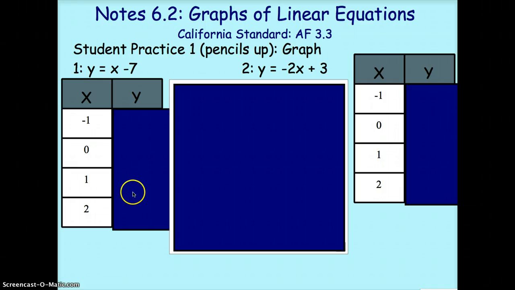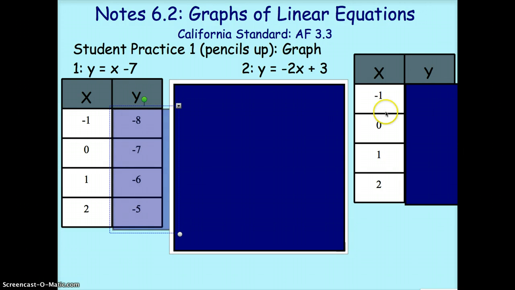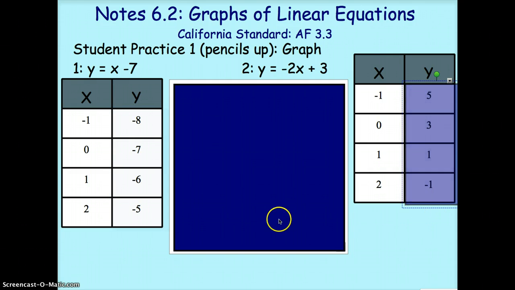Okay, let's take a look. If you use these values for x, you'll get these y values. And if you use these values here for x in this equation, notice all those values are multiplying by negative 2, so you're going to be changing that sign. These will be your y values.